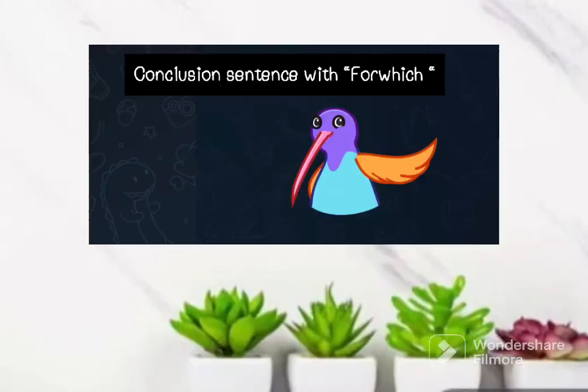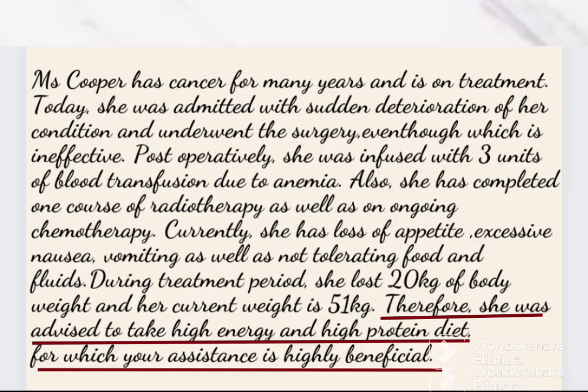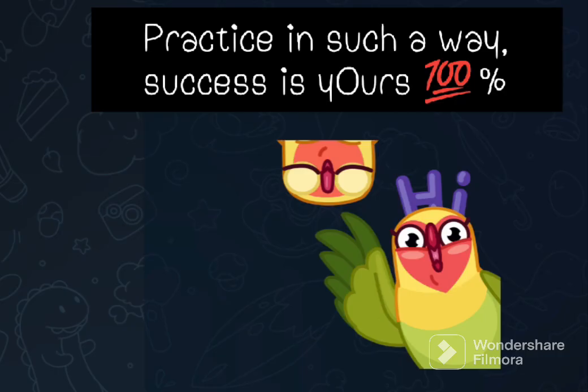And another one, I will tell you, for which we can also use for the same scenario. Here I mentioned she was advised to take high energy and high protein diet, for which your assistance is highly beneficial. That means the doctor has already advised to take high energy and high protein diet, but this patient doesn't have tolerance to oral food intake or fluid intake. Therefore, active management or active suggestion is required from your service. So for which also we can use it for negative impact. That means active management is needed. There is a problem. So all these connectives we can use effectively to make a conclusion sentence.